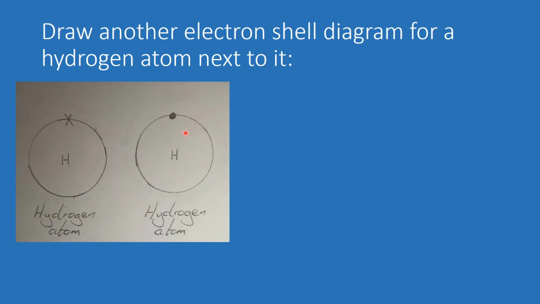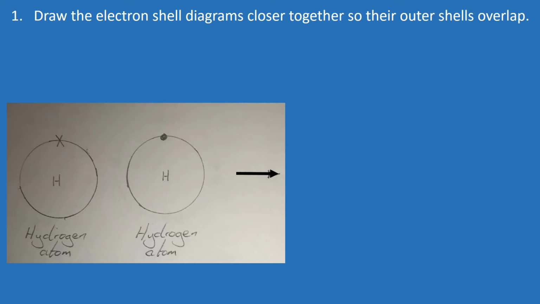Okay, so here's our second hydrogen atom, and you can see here I've represented the electron with a dot rather than a cross, so that we can see the two different electrons. Right, next one. I want you to draw the diagrams again, but this time I want you to draw it so that the hydrogen atoms are close to one another, and that those outer shells overlap, so that around about here we have an overlap between these two hydrogen atoms.